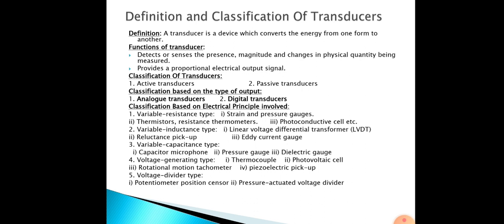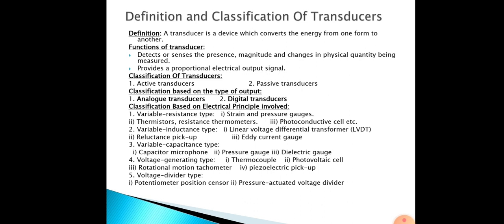The next one, classification based on the electrical principle involved. The first one in that is the analog transducer. These transducers convert the input physical phenomena into an analog output, so they are called analog transducers. Examples are strain gauge, thermocouple, thermistor, or an LVDT, that is linear variable differential transformer. The next one is the digital transducer. This transducer converts the input physical phenomena into an electrical output which can be in the form of pulses. So whatever the input physical phenomena is, it will be converted into digital pulses.